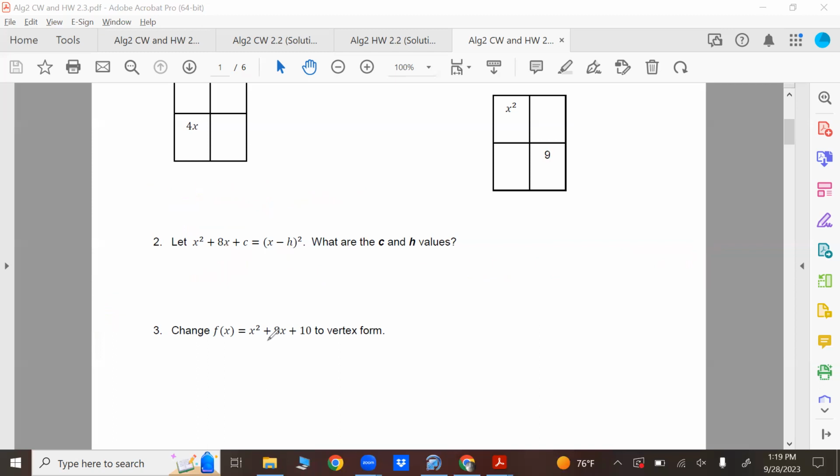So let's try this again. Let's look at 8x here, right? Take half of 8.